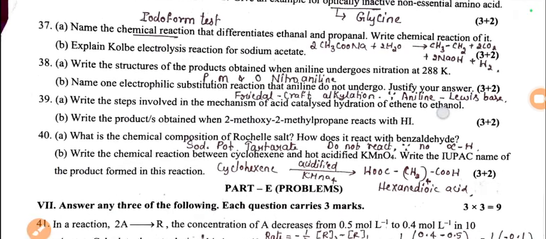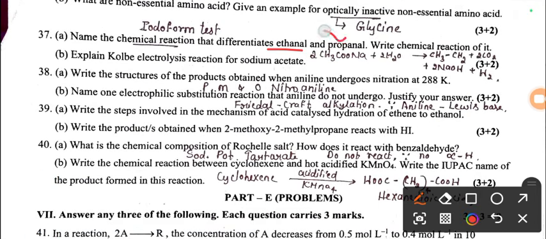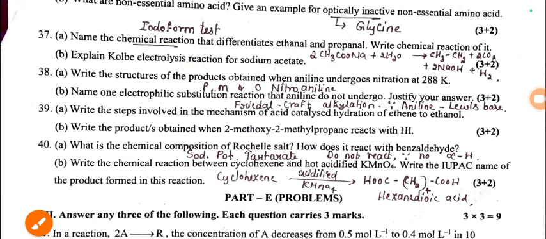37th question: the chemical reaction used to differentiate between ethanol and propanol. It is the iodoform test, because in ethanol you can find the methyl keto group. This part you can find in ethanol, so it can be distinguished by the iodoform test. Coal-based reaction is an expected question.